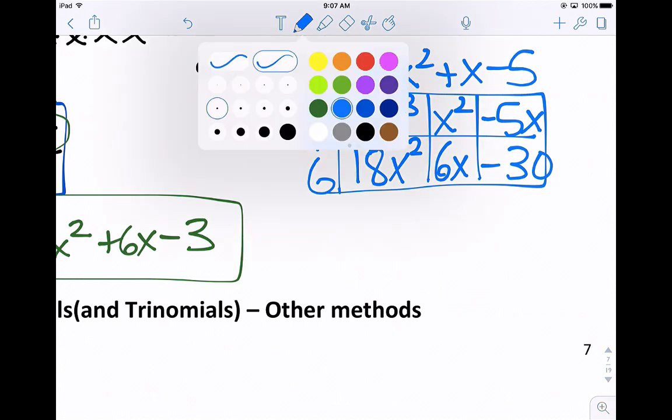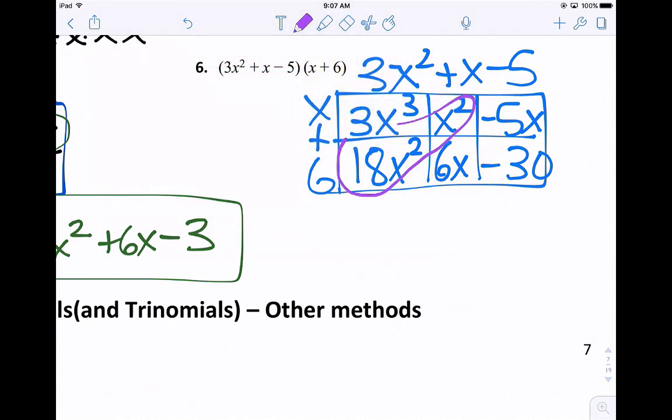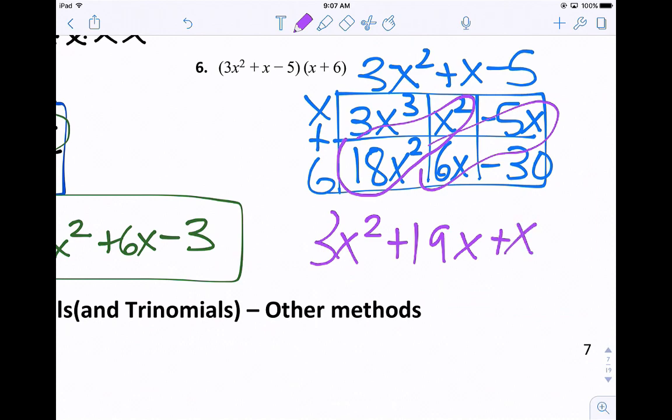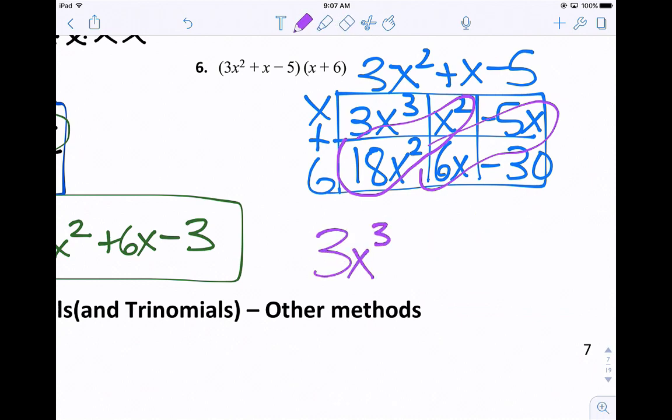Again, combine like terms. We can put together a few of these things right here. Oh, this was an x squared, and this is an x to the 3rd. Let's rewrite that. All right, so we have 3x cubed plus 19x squared plus x minus 30.